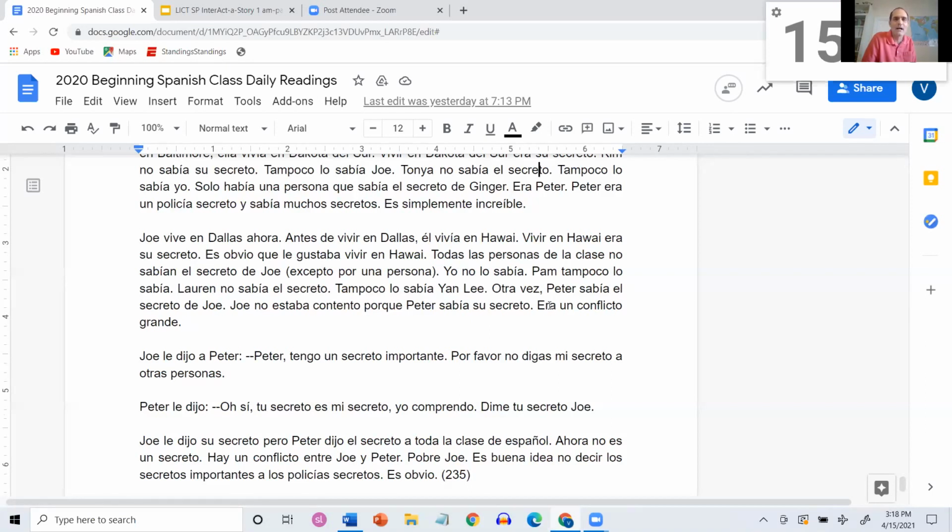Okay, preguntas en español? So dime is a command, the command mode? It's a command, dime. And also no digas instead of no dices. It's a negative command. No digas is the negative command. So you say no digas, and the affirmative command is dime.